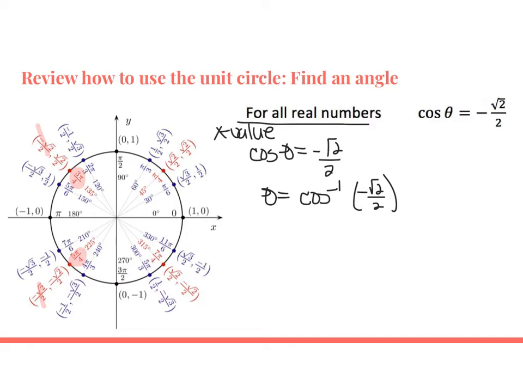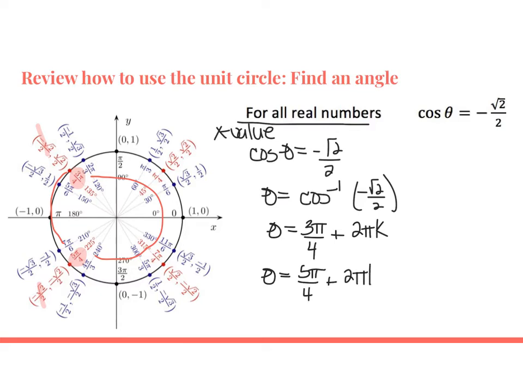Again, these are not evenly distributed around the unit circle. From here to here is not the same as that to that. Therefore, both of our answers are going to be separate. So we're going to list our first answer. It's 3 pi over 4 plus 2 pi k. And then our second answer, 5 pi over 4 plus 2 pi k.